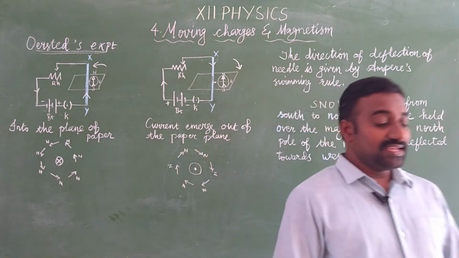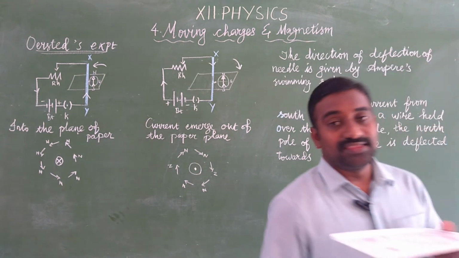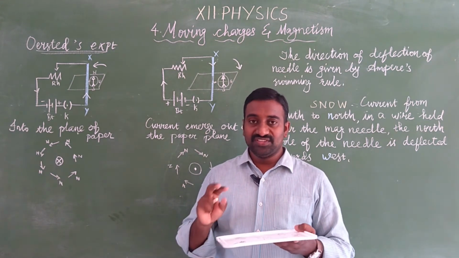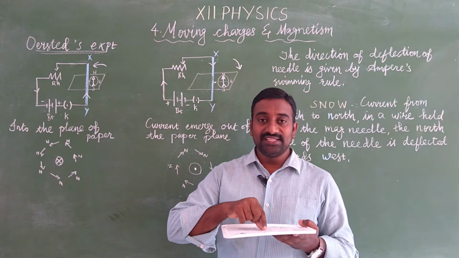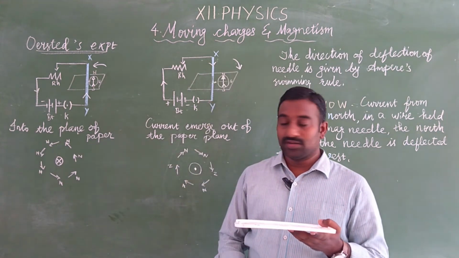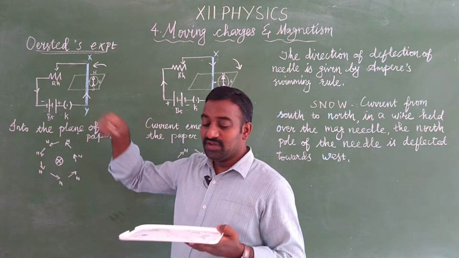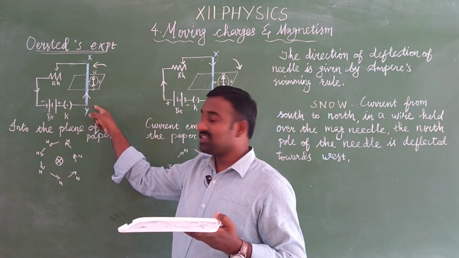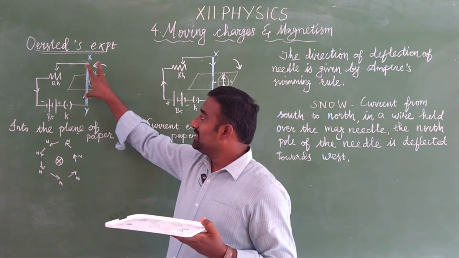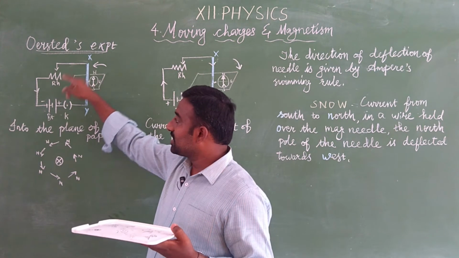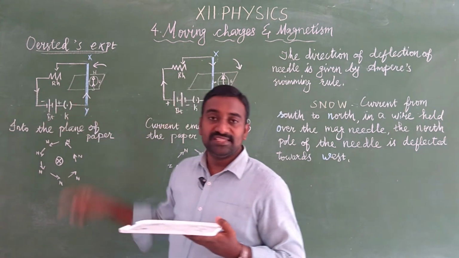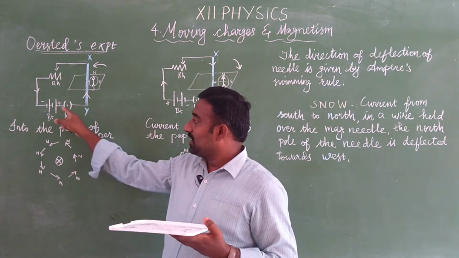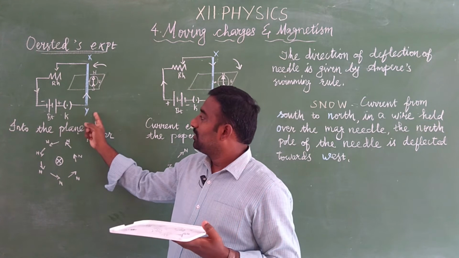For that he took a thin cardboard. Imagine it's like a paper or a cardboard. He made a hole at the center and introduced a copper wire. So this is the plane of the paper, and perpendicular to the plane of the paper he introduced the straight copper wire. XY is the copper wire, a current carrying conductor. The terminals of the conductor XY are connected to the rheostat, battery and key in series. After that he plugged in the key, and the current flows from Y to X.